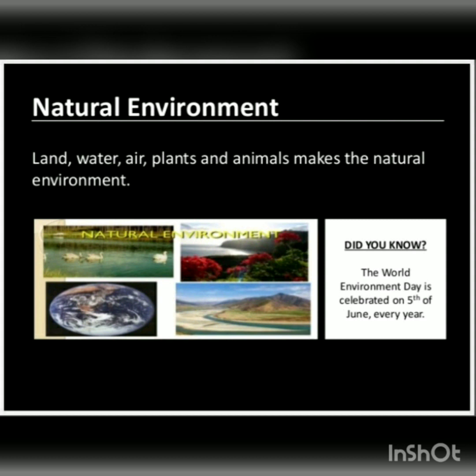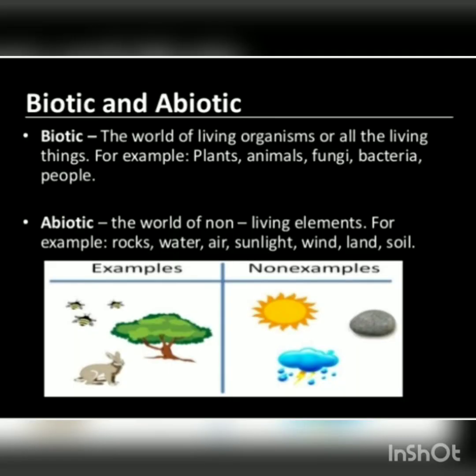Now coming to the biotic and the abiotic components. Biotic, the world of living organisms or the living things. For example, plants, animals, fungi, bacteria, people, all those things that breathe. Then the abiotic components, the world of non-living elements like rock, water, air, sunlight, wind, land, soil, that do not breathe, are called abiotic components.